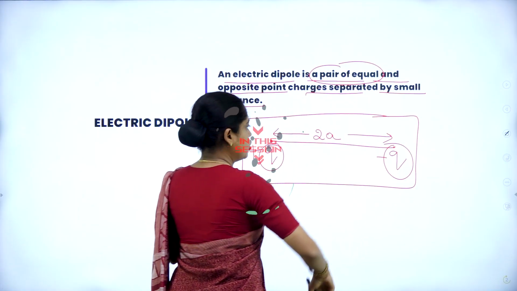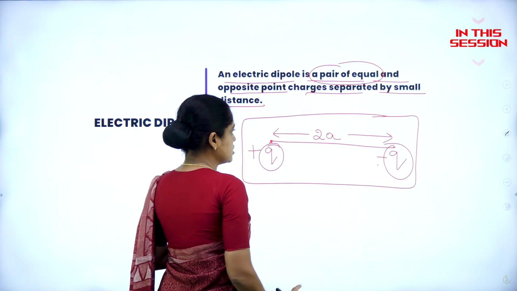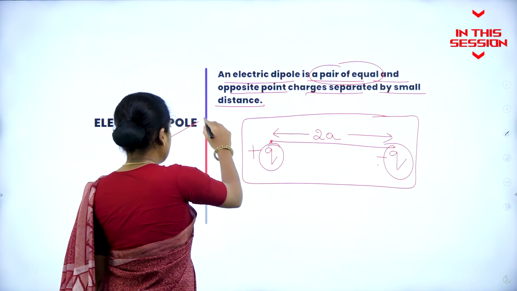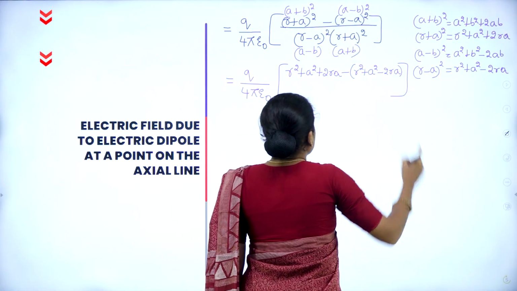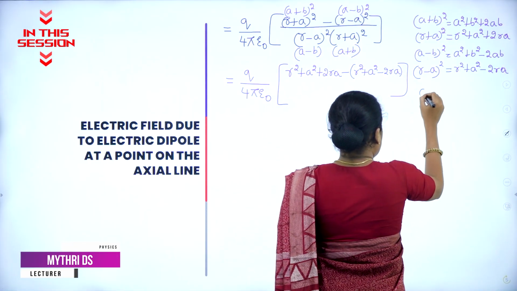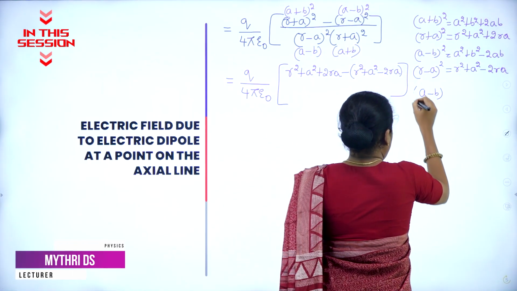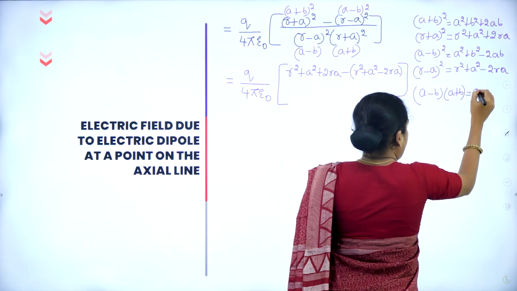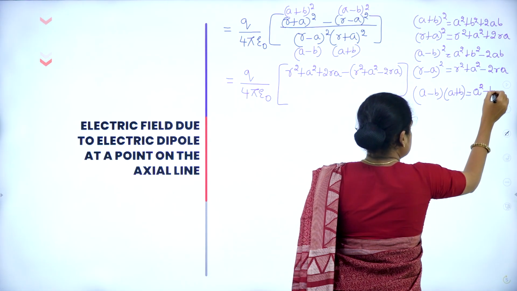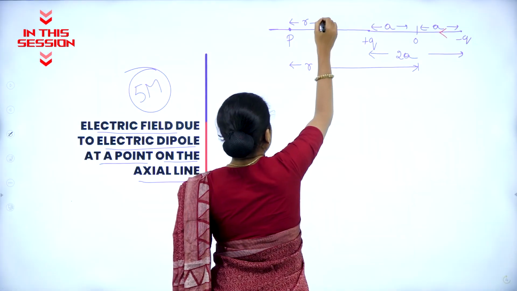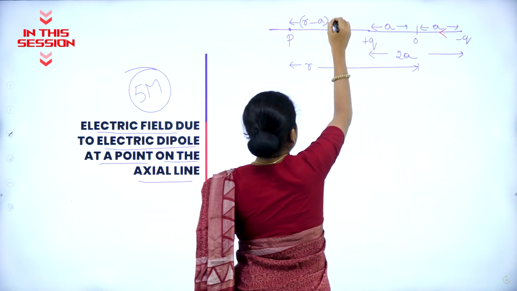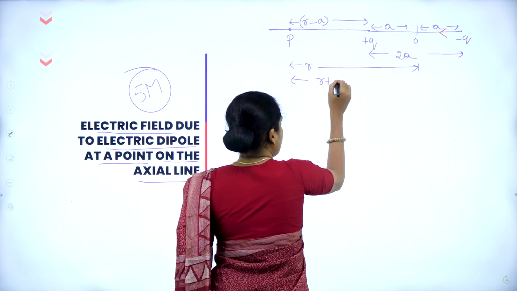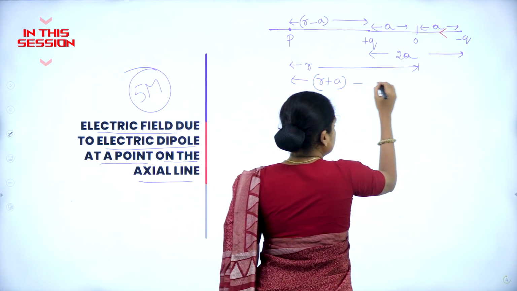An electric dipole is a pair of equal in magnitude, opposite charges separated by small distance. Later we will consider square. So (A minus B)(A plus B) is equal to A square minus B square. The point is at R minus A from plus Q charge and R plus A from minus Q charge.